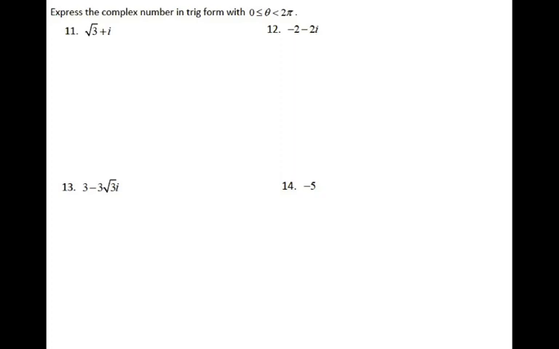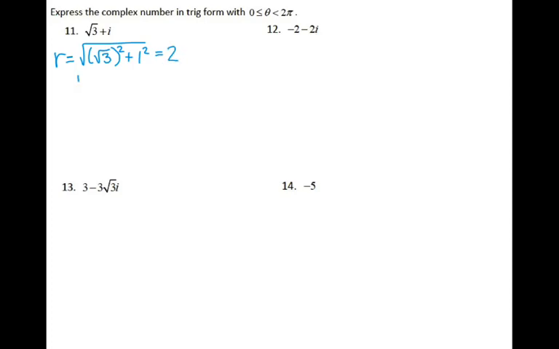So in order to write the complex number in trig form, we need to know two things. We need to know direction and magnitude, or r and theta. So r is the same thing as magnitude. So I'm going to take the square root of root 3 squared plus 1 squared, since there's a 1 in front of that i. That gives me square root of 4, which is 2.